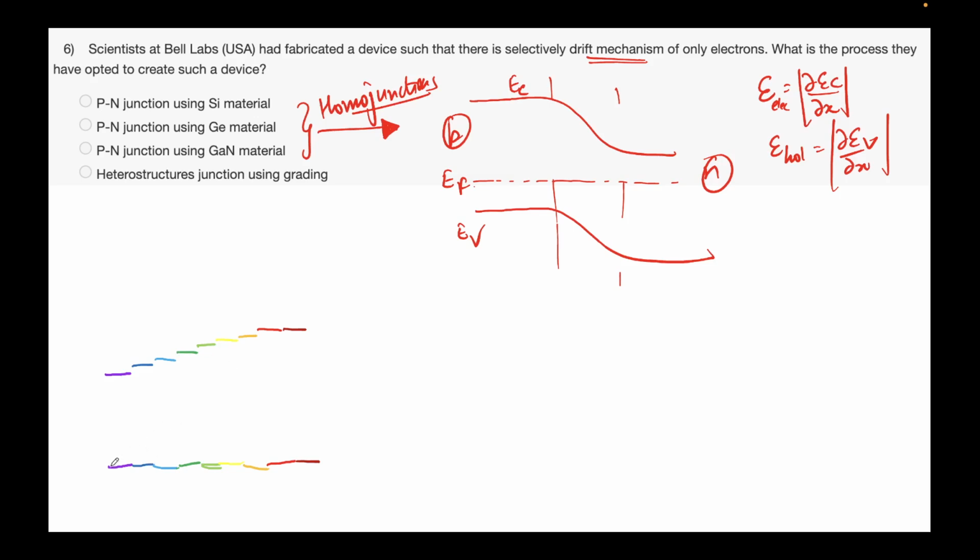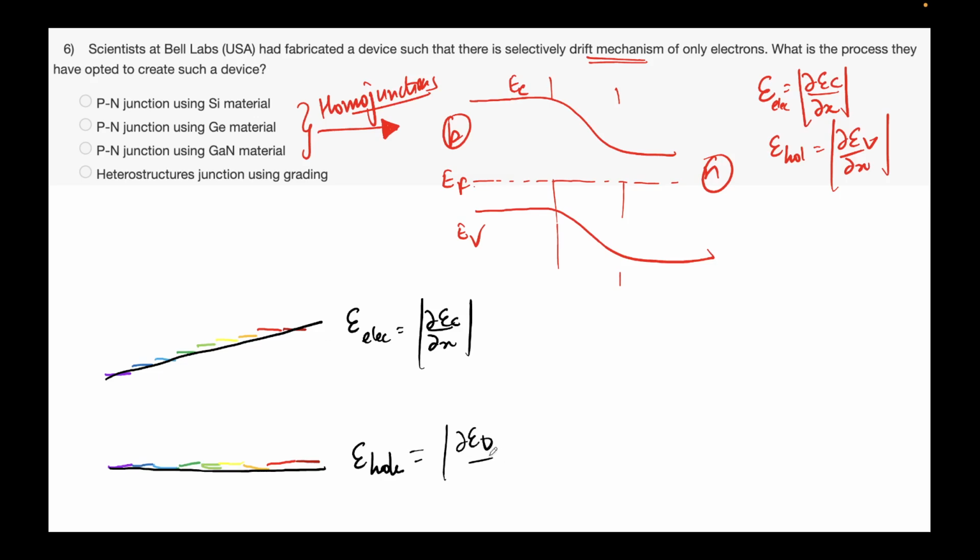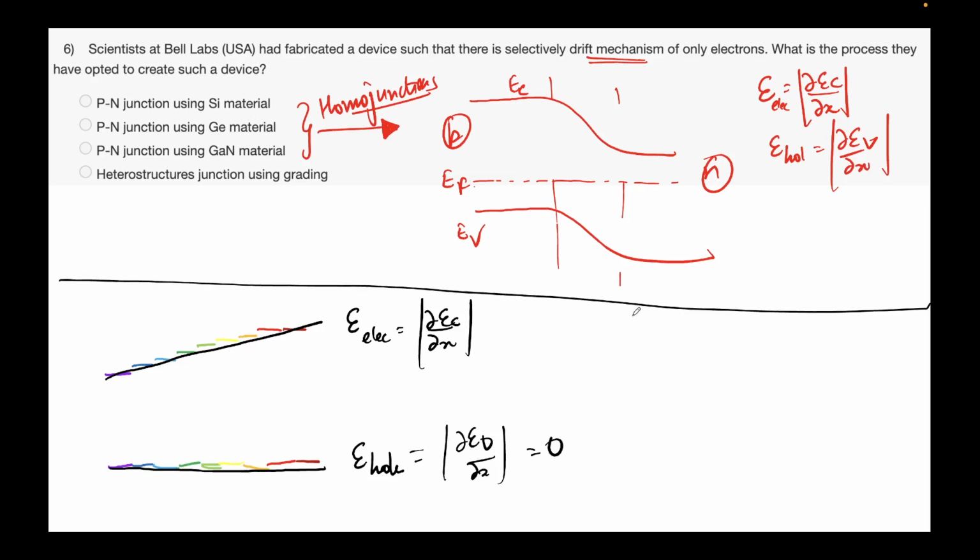It will look something like this. This will remain flat, which I'm drawing in black color, and this will look something like this. So what will be the electric field for electrons here? It will be del EC over del X. You can see some slope is there, right? And what will be the electric field for holes? This will be del EV over del X. This is flat, this will be 0. What's going to happen in this device, in the second case that we have seen, this is a heterojunction.